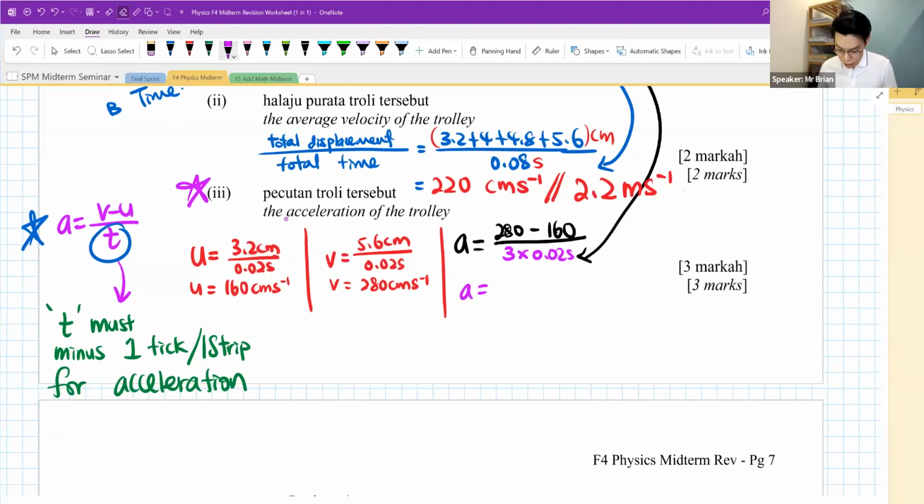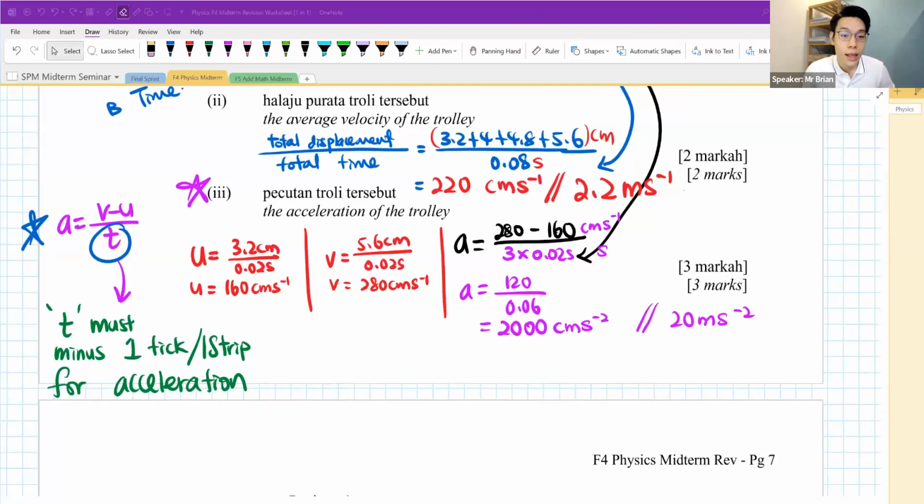So on top, you have 120. At the bottom, you have 0.06. And you get 2000. On top is cm per second. Here is second. So you get cm per second squared. Some people may write it as 20 meter per second squared. Also can. Your friend answered you, yes? All right. Only to find acceleration, you need to minus 1. That is right. Only for acceleration.